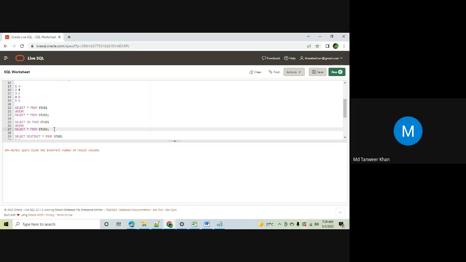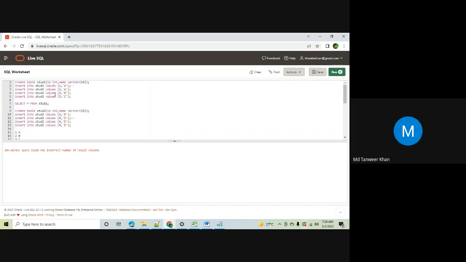This is the rule. Now tell me one thing: when we were studying minus last week, the same rule was applicable there as well. You remember? Yes. So this is the important concept. Whenever you use union, you have to use the same number of columns in both the tables.